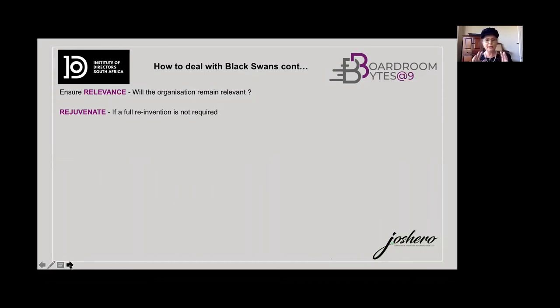So a re-engineering or a reinvention might not be absolutely necessary. In some instances, it might be that you just need to rejuvenate things. You may want to look at your brand, your marketing, your advertising, your stakeholder engagement. Do we truly understand what their needs, interests and expectations are? Are there any risks associated with that? Do we need to shake things up a little bit there and rejuvenate that process, for example?